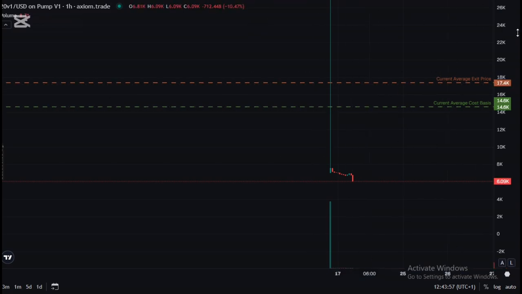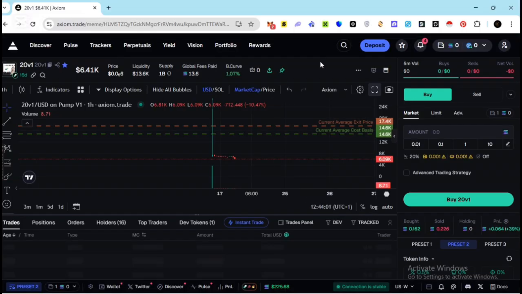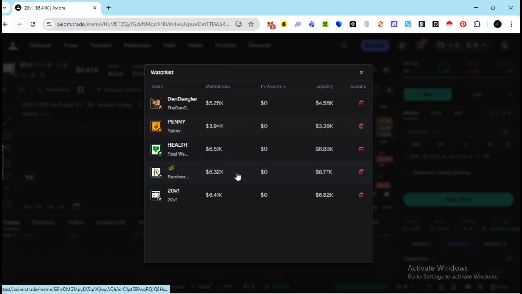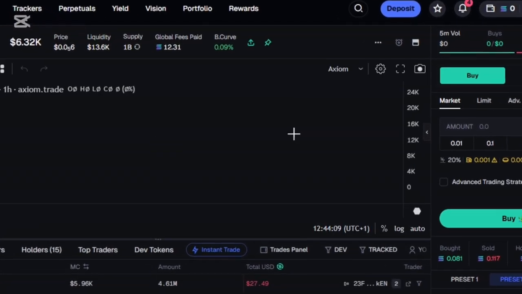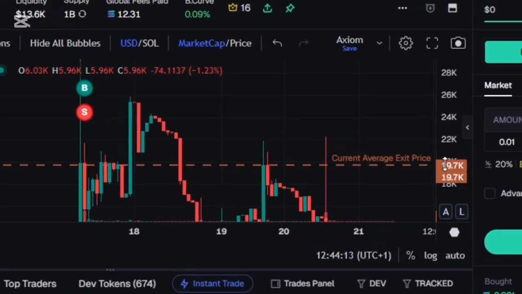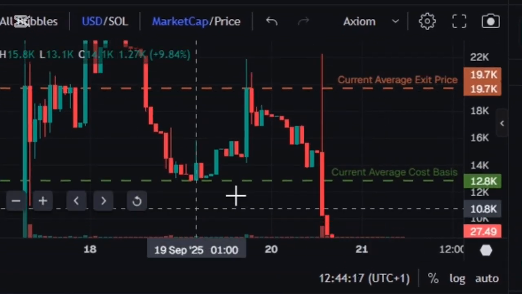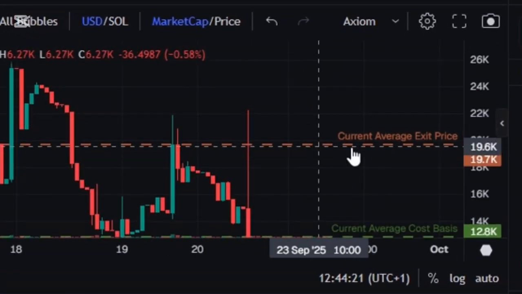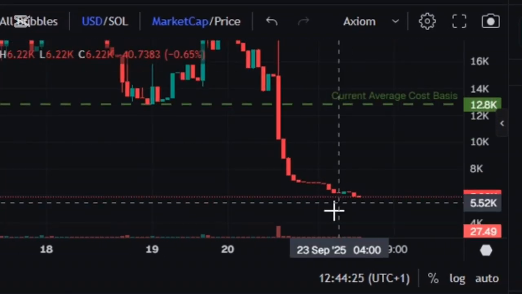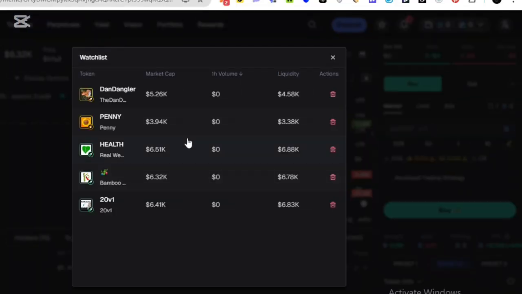Now let me show you another one again, then you take a very good look at my entry and my exit. Let's look at this one too. Look at my entry and look at my exit. You could see that I exited the market before it dumped to zero.